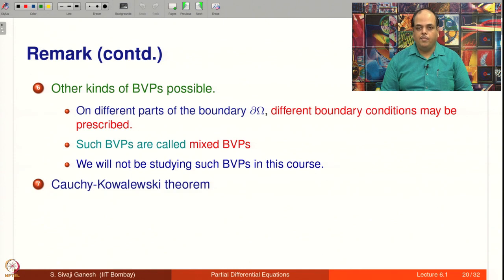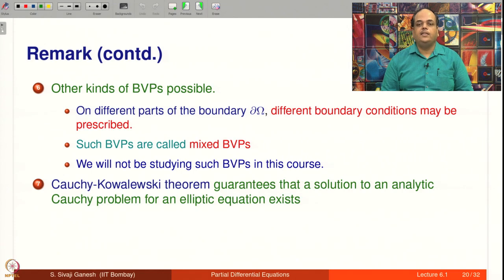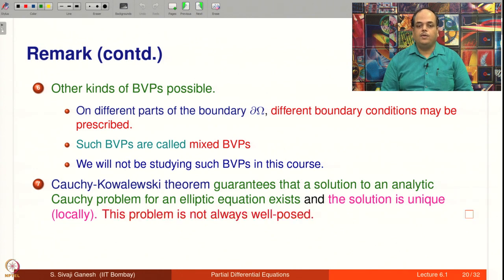Cauchy-Kowalski theorem, this is a comment about the initial value problem. Cauchy-Kowalski theorem guarantees that a solution to an analytic Cauchy problem for an elliptic equation, in particular Laplace equation, exists and the solution is unique locally. This problem is not always well posed. We are going to see towards the end of our discussion on Laplace equation an example of an ill posed Cauchy problem for Laplace equation.